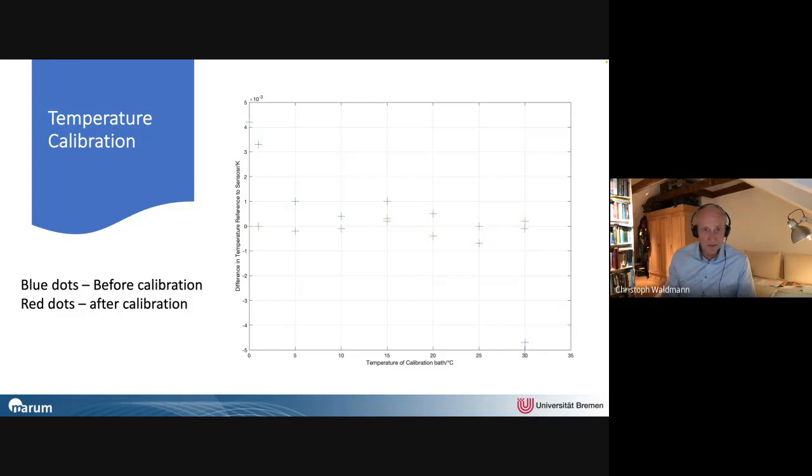And what you can see here is actually that looks very good. You would say, okay, the uncertainty is something of the order of millikelvin, maybe even better.